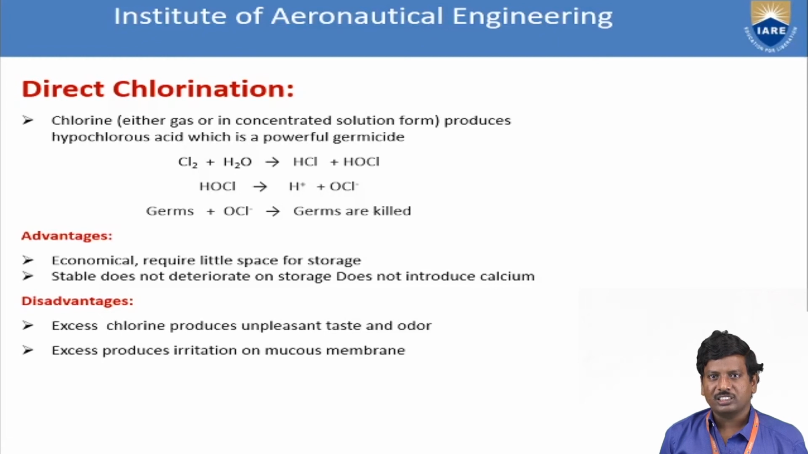What are the advantages of direct chlorination? It is most economical, requires little space for storage, is stable, does not deteriorate, and storage does not introduce calcium. What are the disadvantages? Excess chlorine produces an unpleasant taste and odor. Excess chlorine also produces irritation on mucous membrane.